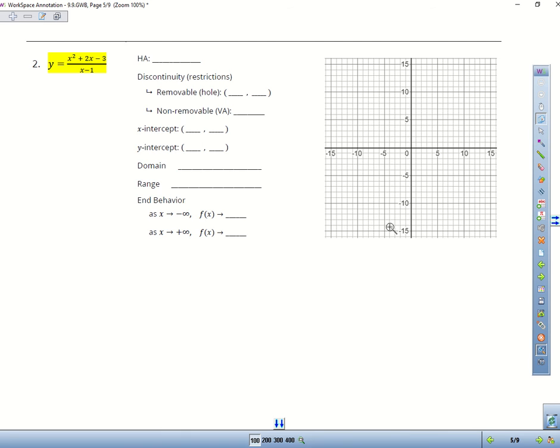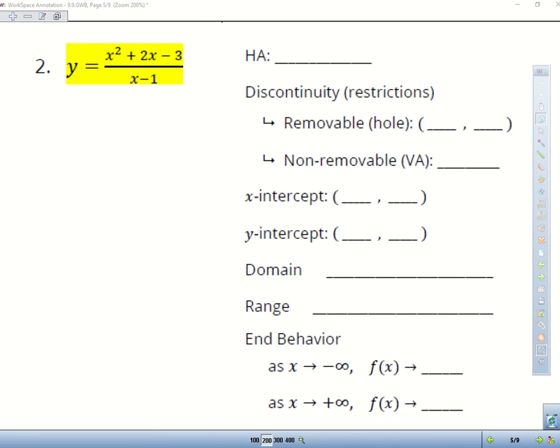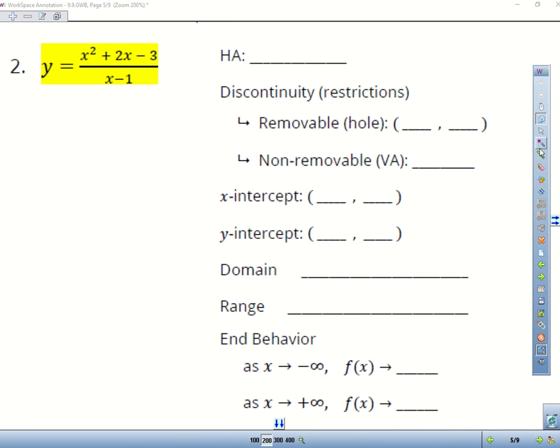Alright, so the next one we're going to look at, first thing we're going to do is determine if it's top heavy, bottom heavy, or the same. Top heavy, very good. So it's top heavy because the degree of the numerator is larger than the degree of the denominator, okay?